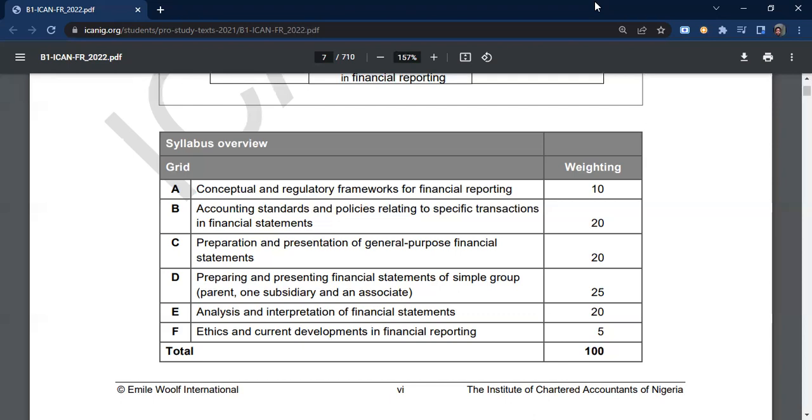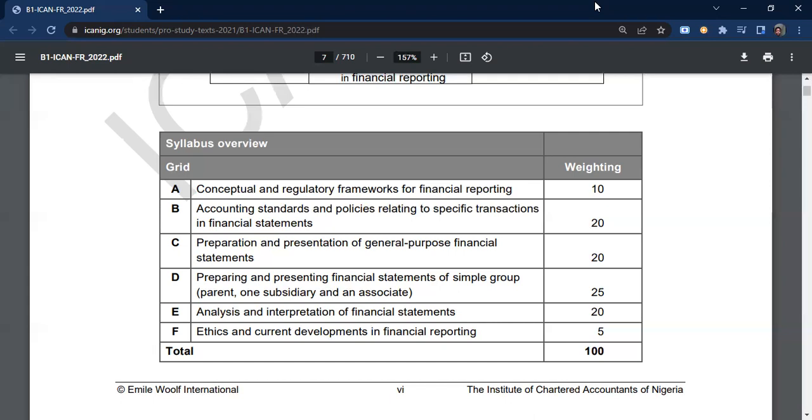The elements of financial statements are 5. We have the asset, the liability, the equity, the income, and we also have the expenses as well.